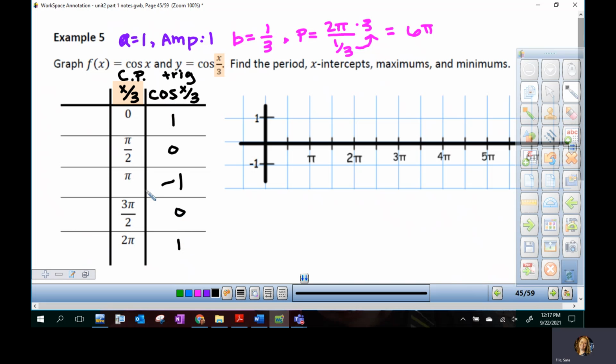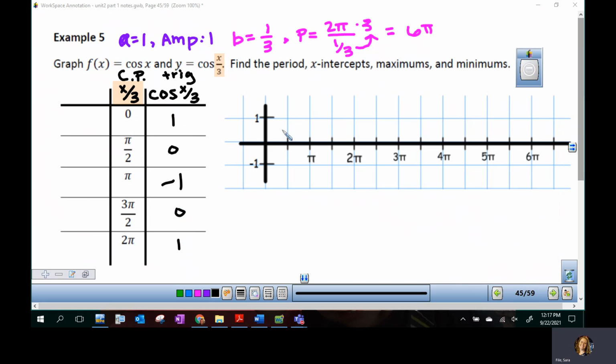Okay, these two columns, this is the parent function. I can go ahead and plot the parent function again. Okay, 0, 1, pi halves 0, pi -1, 3 pi halves 0, and 2 pi 1. You can see the scaling on this graph is by pi halves. Each little tick mark is a pi half, pi over 2.